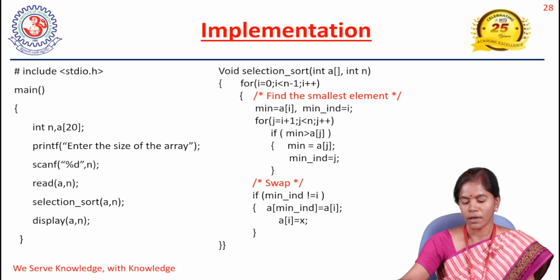So, here we can see that min_index is the index number of the smallest element. i is the index number of the first element of the unsorted list. If both are not the same, then only we do swap. Otherwise, no need to swap. It is in that position only.